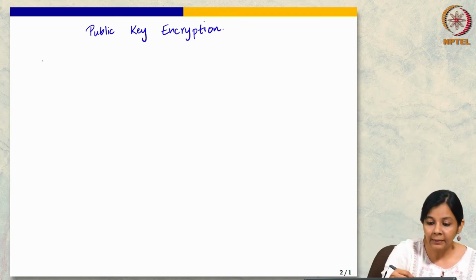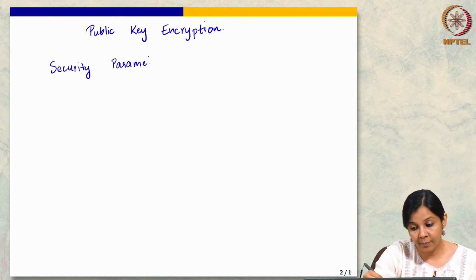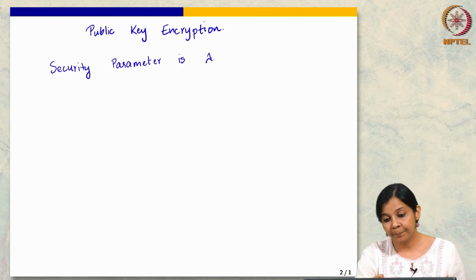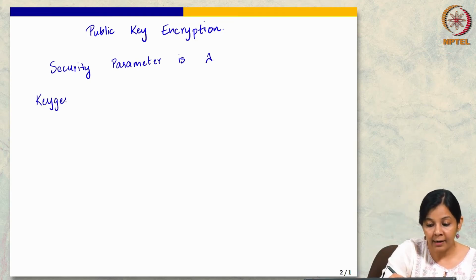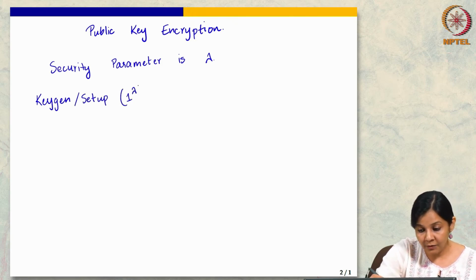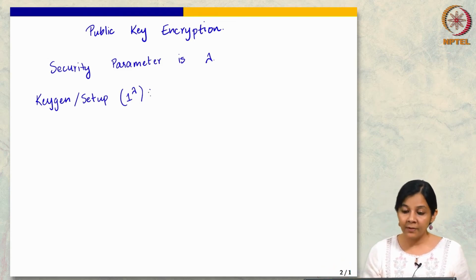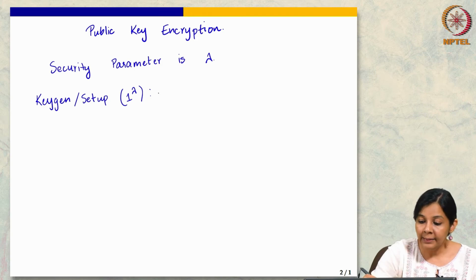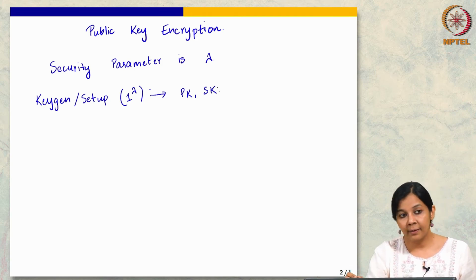So let's say that our security parameter is denoted by lambda. Okay. So now what I need is a key gen algorithm, also often known as simply the setup algorithm. This will take the security parameter in unary for the reasons that we discussed last time, right? And what does it output? It outputs a public key and a secret key, right?